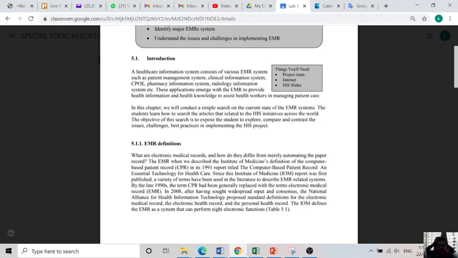So this application, like I mentioned, emerged with the EMR to provide health information and health knowledge to assist health workers in managing patient care.